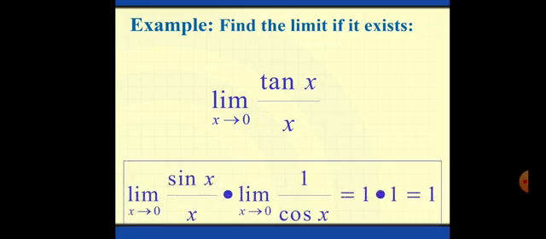Here we have a simple example. Find the limit of sine x over x times 1 over cosine x when x tends to 0. Here sine x over x, from the previous rule, equals 1. The limit of sine x over x when x tends to 0 equals 1. And for the limit of 1 over cosine x, we can use direct substitution where x equals 0. So we have 1 over cosine 0, which is 1.